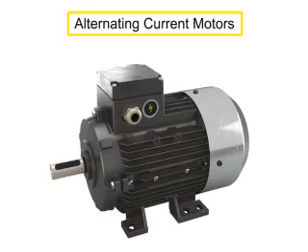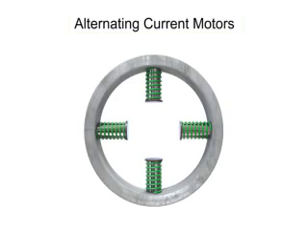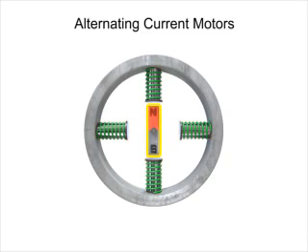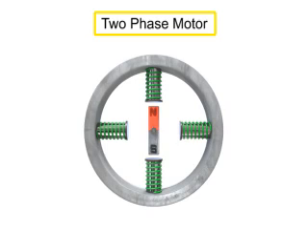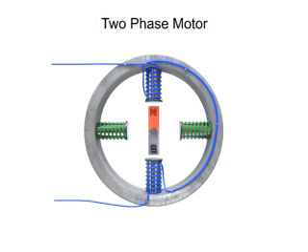Alternating current motor, also known as AC motor. What is an AC motor? An AC motor is a motor that converts alternating current into mechanical power by using an electromagnetic induction phenomenon. This motor is driven by an alternating current.